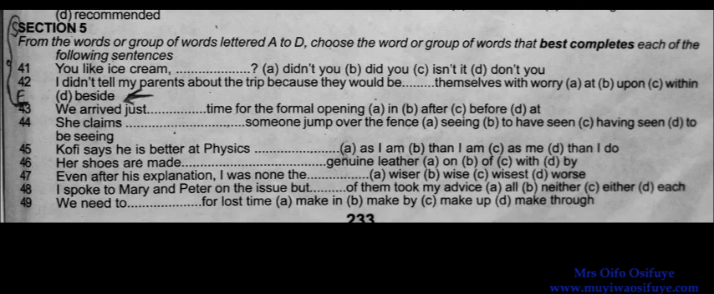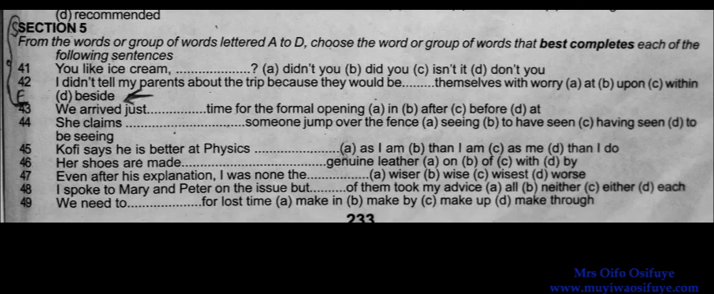Now you will see that in this particular question, a group of words is used to complete the sentence. A group of words, not one word. Now for the next example: I didn't tell my parents about the trip because they will be dash themselves with worry.